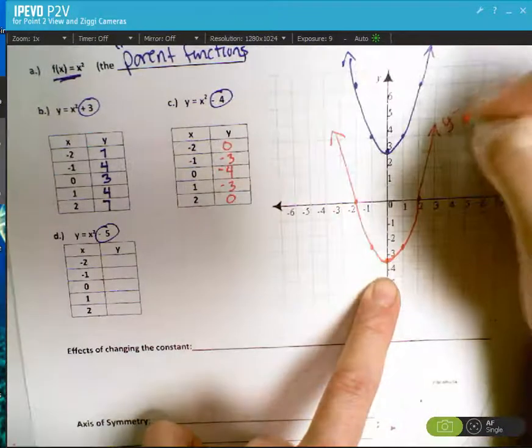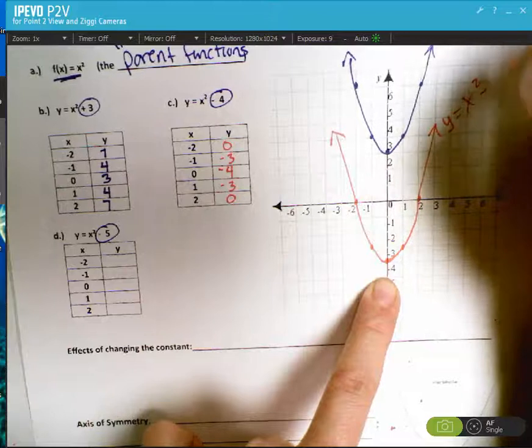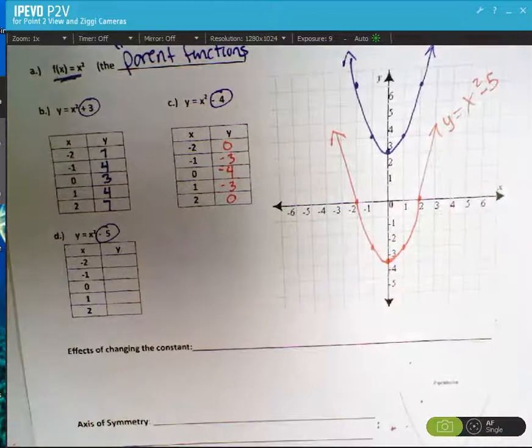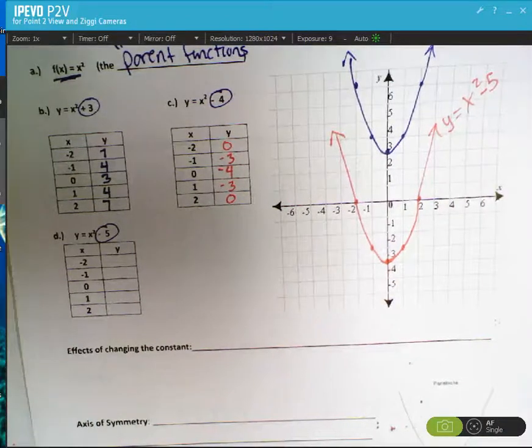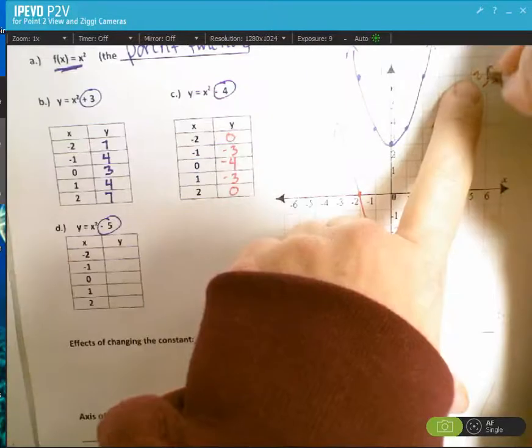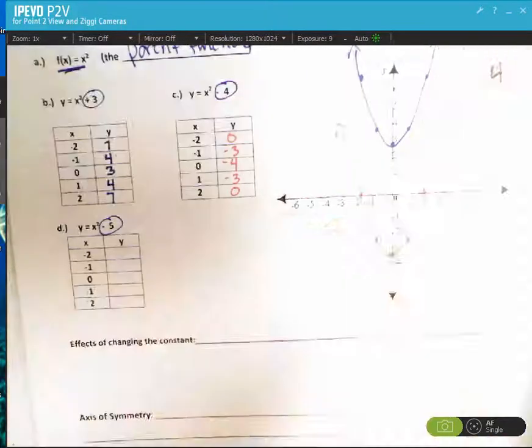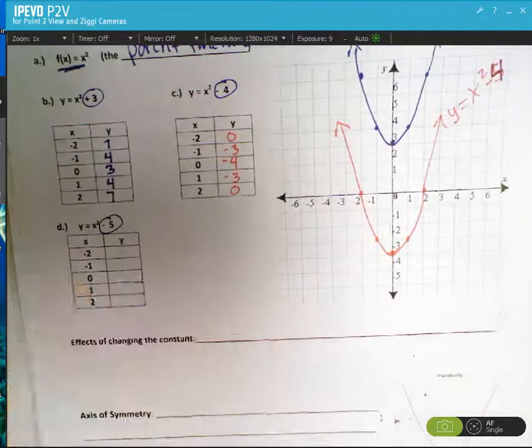Y equals x squared minus 4. And the last one we need to graph is y equals x squared minus 5. Oh, that's not minus 5 before, that was minus 4. Sorry. Now we want to graph minus 5.